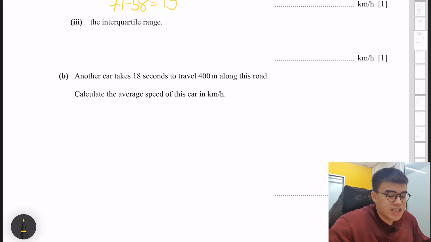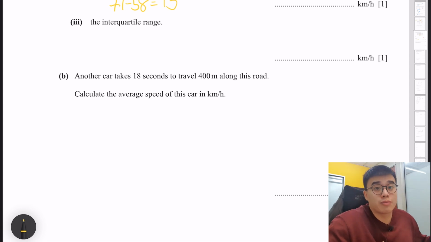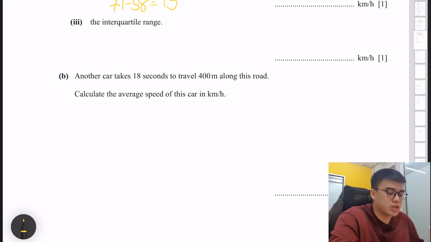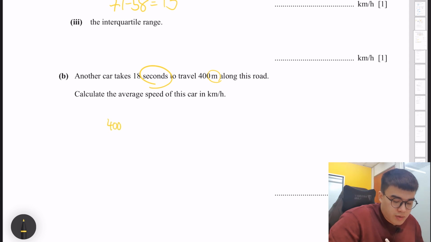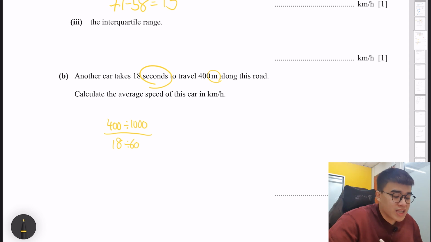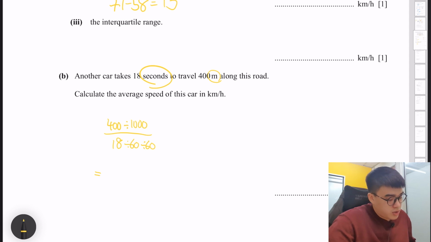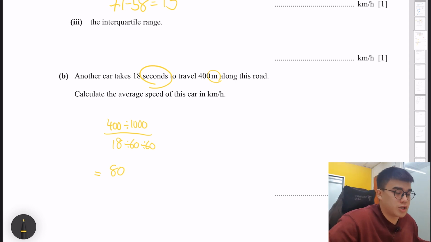Another car takes 18 seconds to travel 400 meters along this road. Find the average speed in kilometers per hour. Things to take note of are the units they gave us. For meters, to make it into kilometers, you're required to divide it by 1000. For seconds, to make it into hours, you're required to divide by 60 to make it into minutes, and divide another 60 to make it into hours. Through your calculation, you should be getting 80 kilometers per hour for part B.